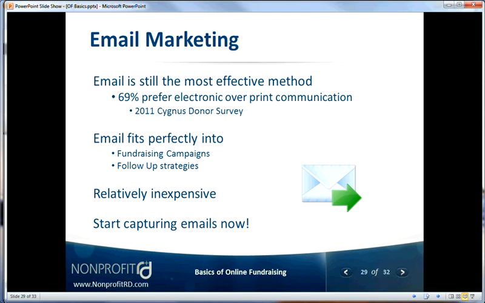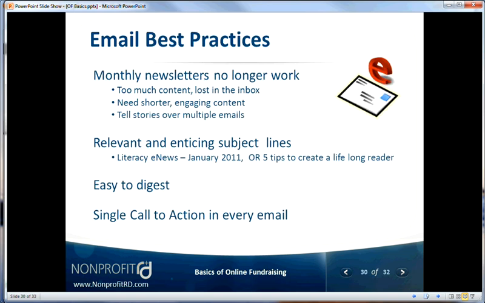All the emails you send out on a daily basis, you probably send 100 emails a day. Put a link down there to sign up for our e-newsletter and hear more about the success stories and the work we're doing. Any way you can to get people on that list is going to be effective. I also talked about some email best practices. The monthly newsletter doesn't work anymore.